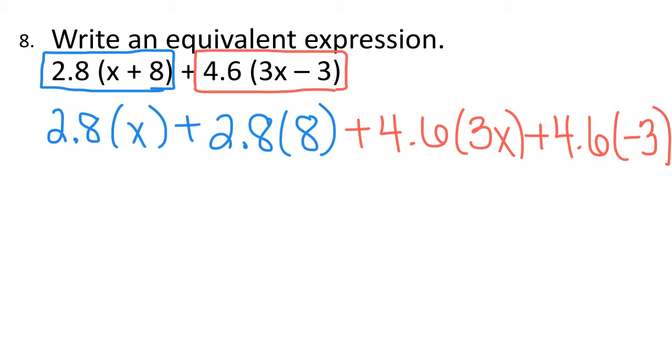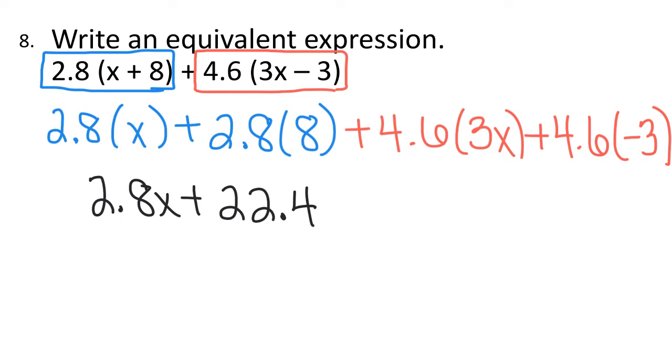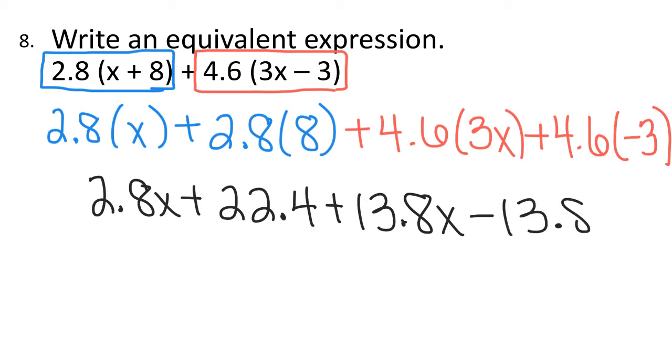In doing so, we're going to do our multiplication, and we have 2.8 times x is 2.8x plus 2.8 times 8 is 22.4. Now we want to do 4.6 times 3x, and that is going to give us 13.8x. And now we have 4.6 times negative 3, which is negative 13.8. At this point in our problem, we're ready to combine like terms.